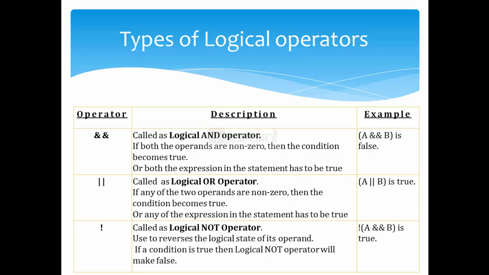The first one is the logical AND operator, the second one is the logical OR operator, and the third one is the logical NOT operator. Suppose you have two operands A and B, or two expressions. If both the expressions are true, that means if both the operands are non-zero, then the condition is true and you will get the true output. But in the case of the logical OR operator, if any of the two operands is non-zero, that means if you have given two conditions, one true and another false, then also you will get the output as true.